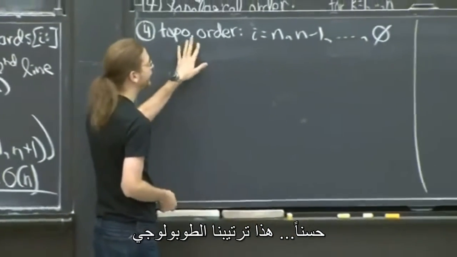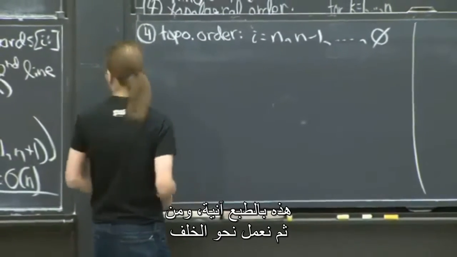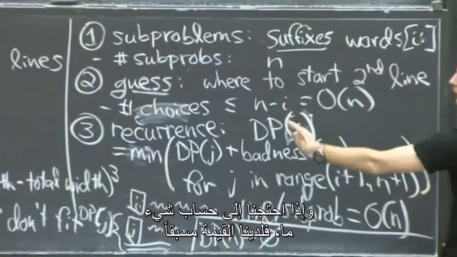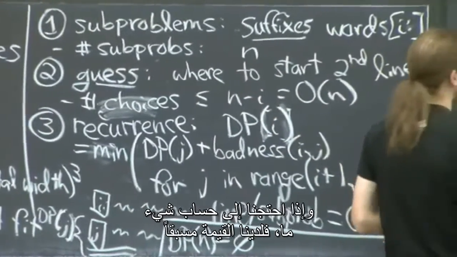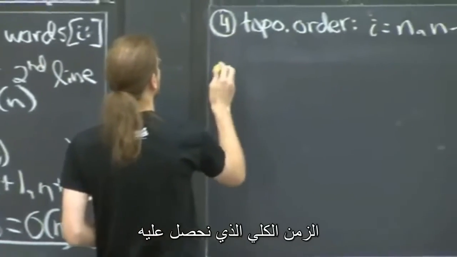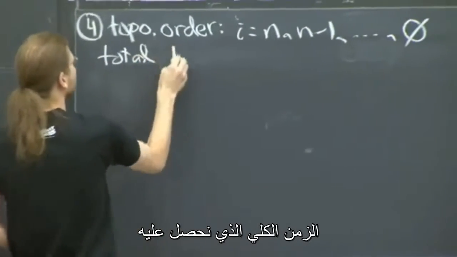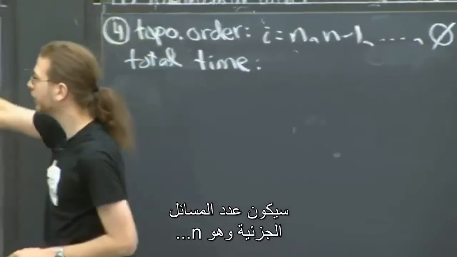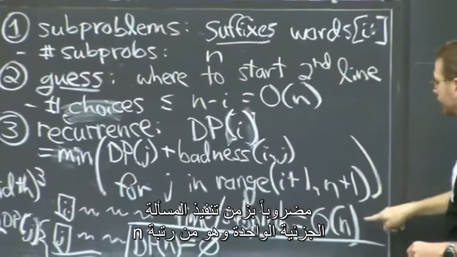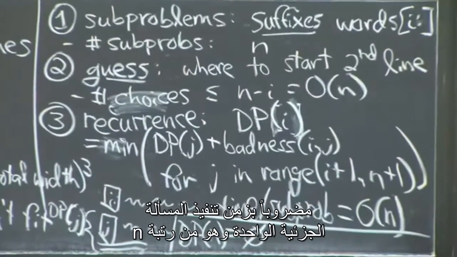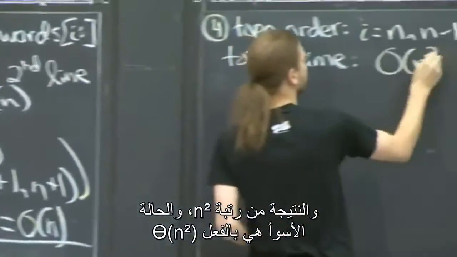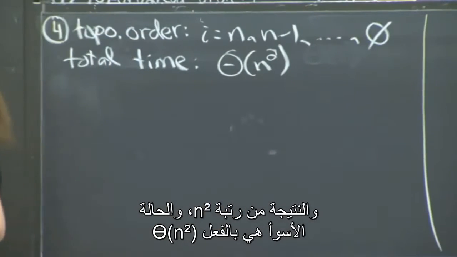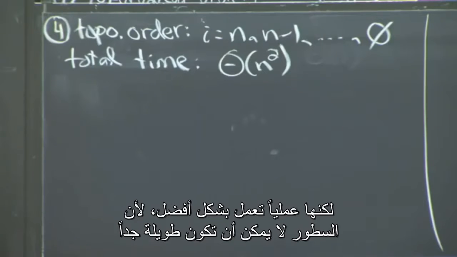OK, so that's our topological order. This one, of course, is instantaneous. And then we work backwards. And always, whenever we need to compute something, we already have the value. The total time we get is going to be the number of subproblems, which is n, times the running time per subproblem, which is order n, which is order n squared. And in the worst case, it is indeed theta n squared. Although in practice, it's going to work better because the lines can't be too long.